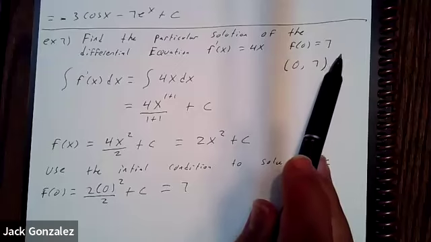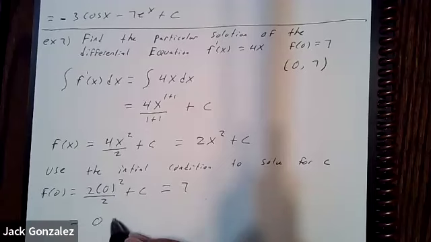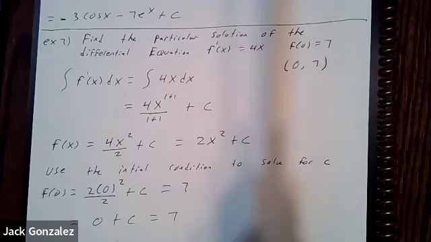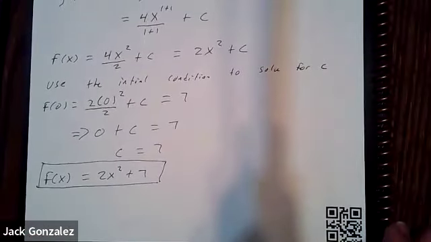If I plug in 0, it's equal to 7. So I plugged in 0, set it equal to 7. This ends up zeroing out. So that means that c has to be 7. So now the particular solution is equal to 2x squared plus 7. And this is what they want. Does that make sense?